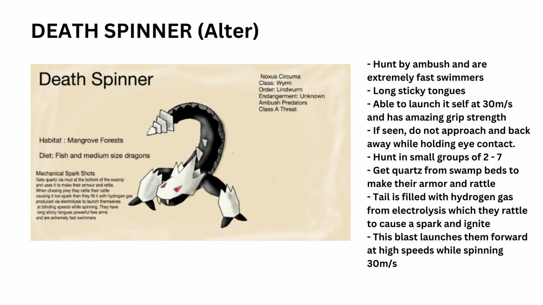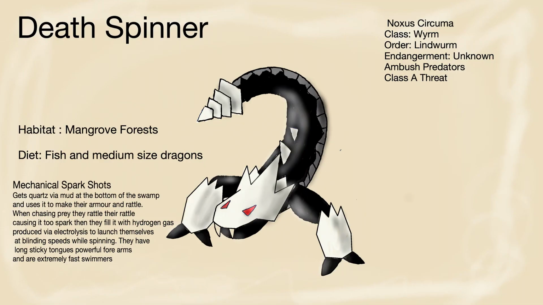Electrolysis-wise, we have two entries with different ways of executing the same method. Alter's Death Spinner is a swamp-dwelling ambush hunter that uses internal electrolysis to fill its tail with hydrogen gas to ignite by rattling and send itself spinning through the air at 30 meters per second, or 67 miles per hour.